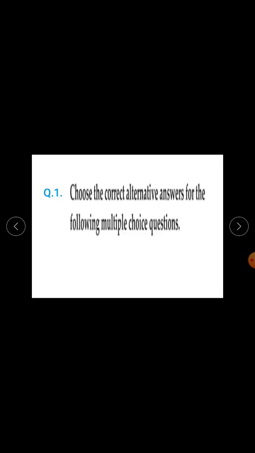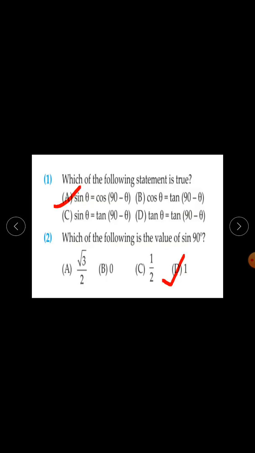Question number 1. Choose the correct alternative answers for the following multiple choice questions. First sub question. Which of the following statements is true? First option is sin theta equal to cos 90 minus theta. Second is cos theta equal to tan 90 minus theta. Third option is sin theta equal to tan 90 minus theta, and fourth option is tan theta equal to tan 90 minus theta.